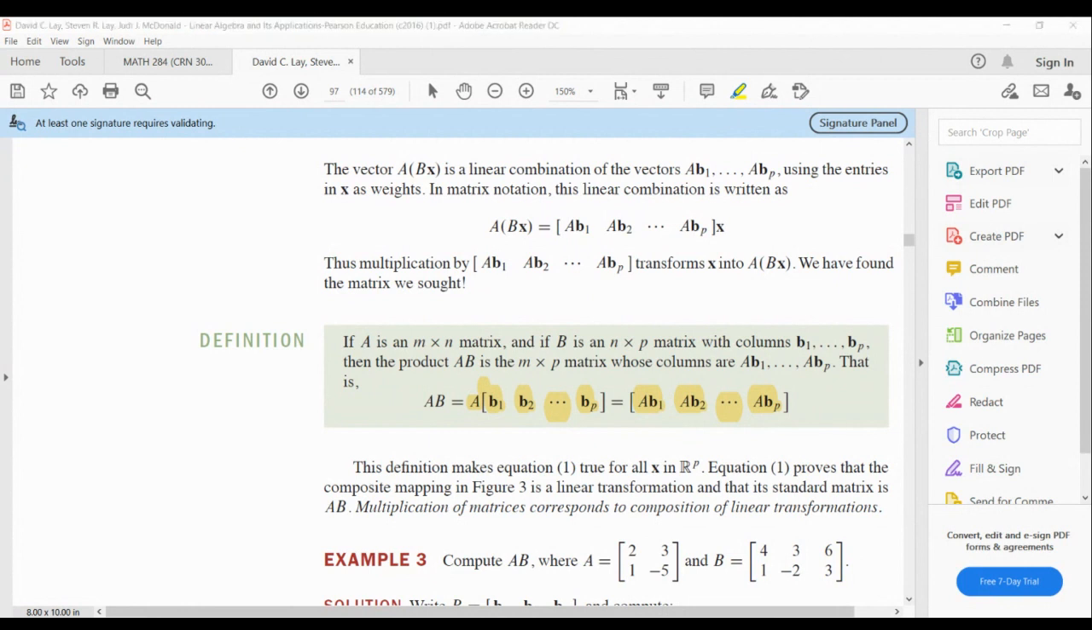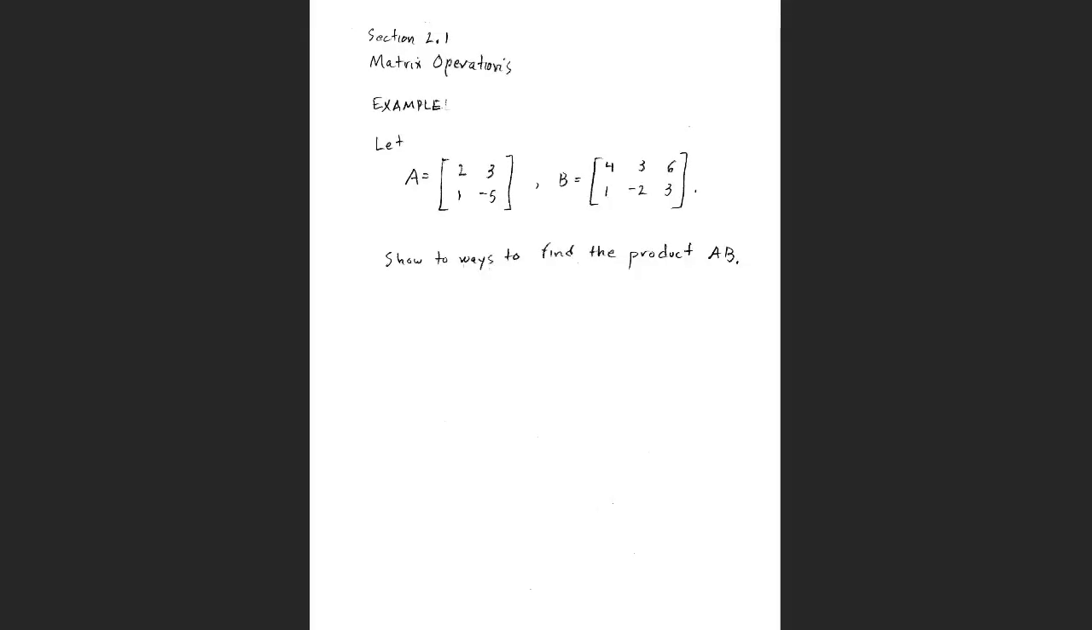So what I'm going to do here, I want to bring up an example for matrix operations. Let me give you a moment to copy this example down. And I should say, it should be: show 2 ways to find the product A times B.